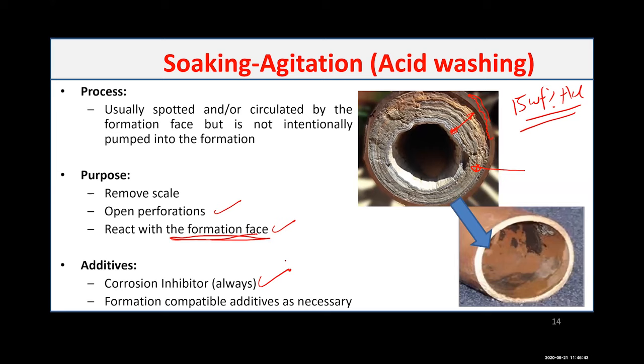Second, because we are reaching the near formation face, we need whatever chemicals or additives make the HCl, or whatever acid we are pumping, compatible with the formation. So if we have an oil well that may have asphaltene, we need to have an anti-sludge agent. So depending on the formation, we select the other additives.